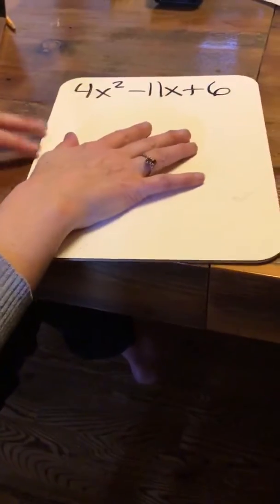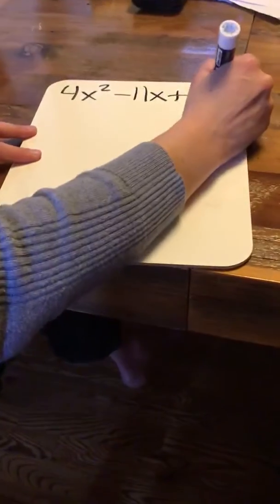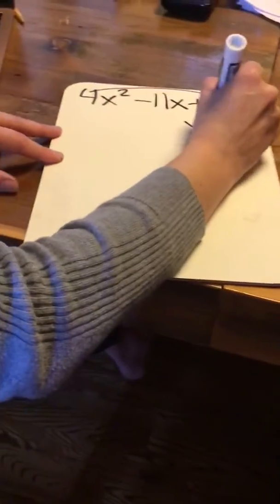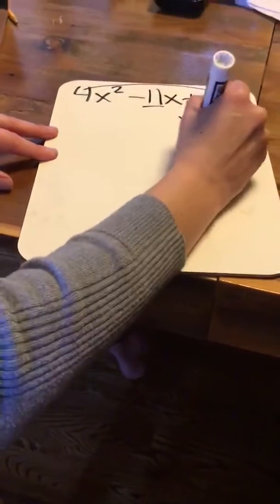This one is a factor pattern because I have an X squared, then an X, then a constant. Has to be that form in order to do your factor pattern. Remember that your job is to take these two numbers, multiply them together to get your top number, and this middle number goes here.